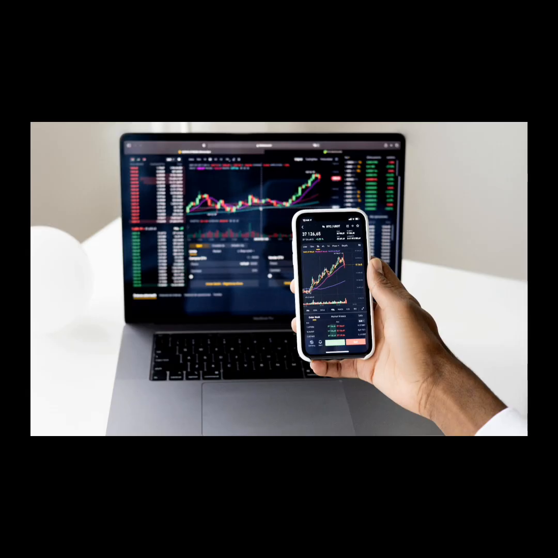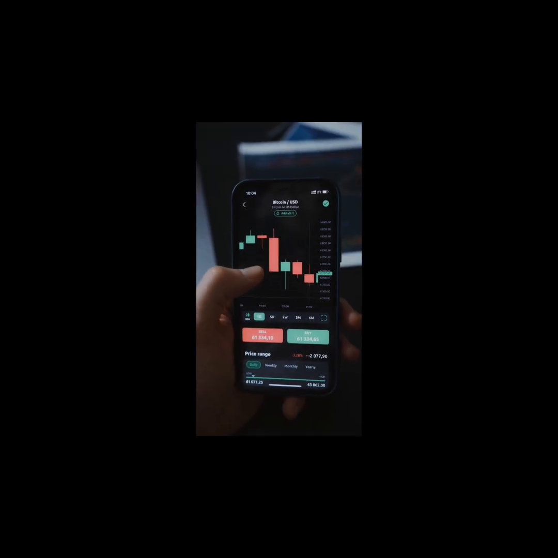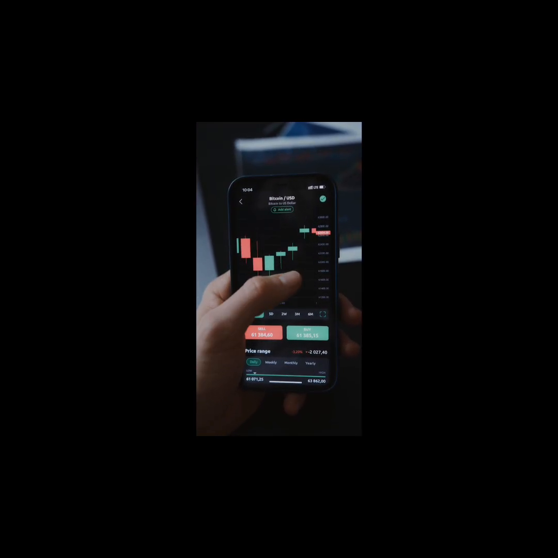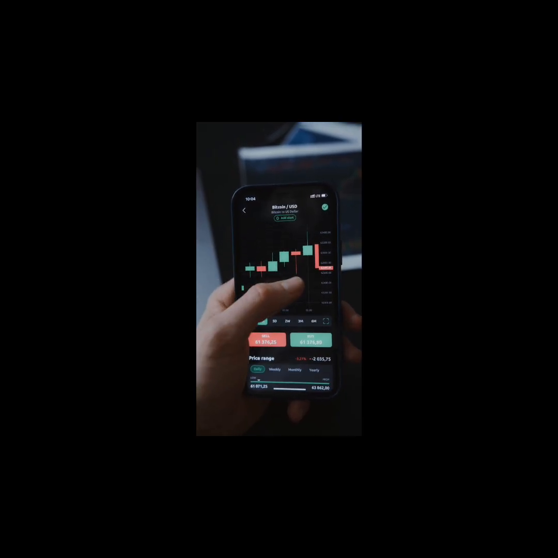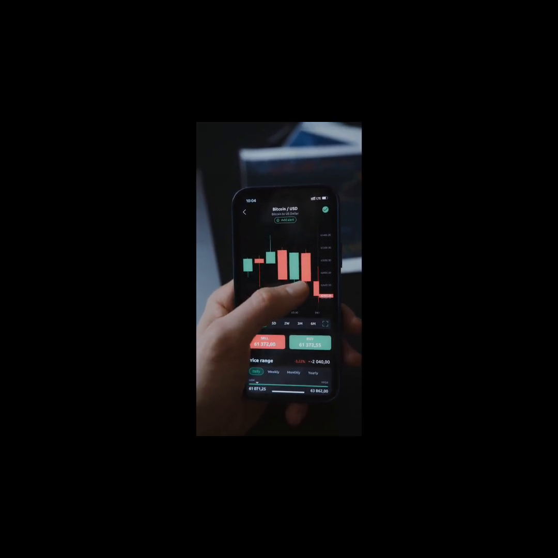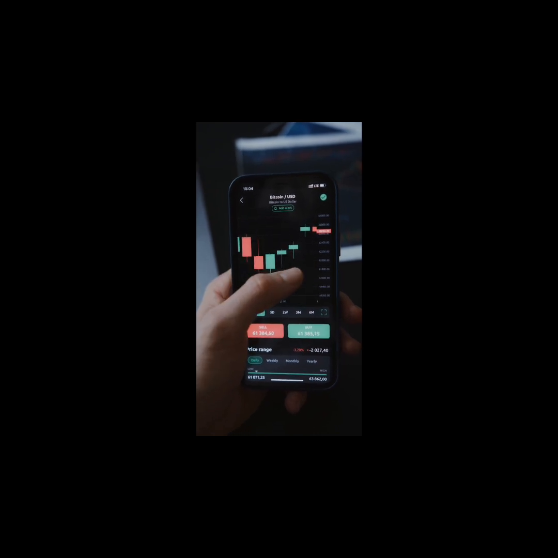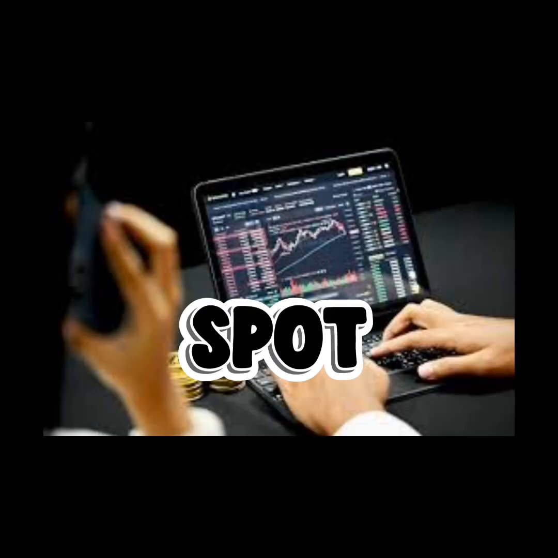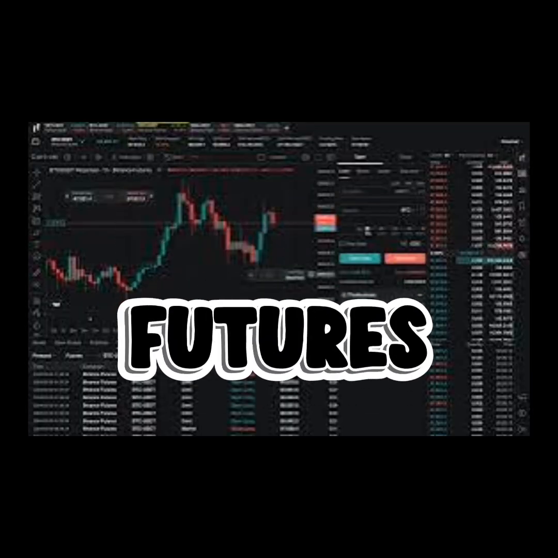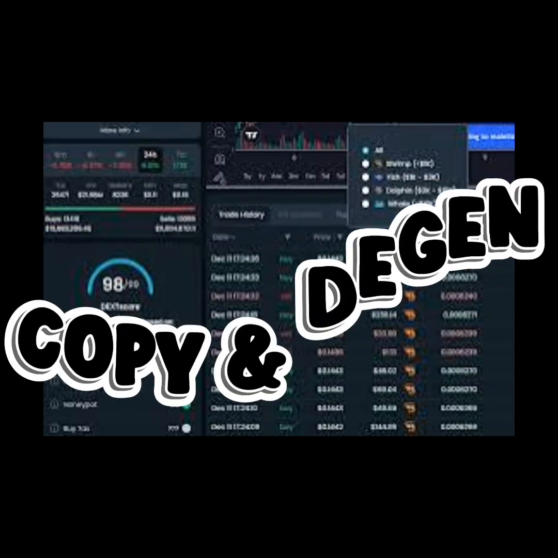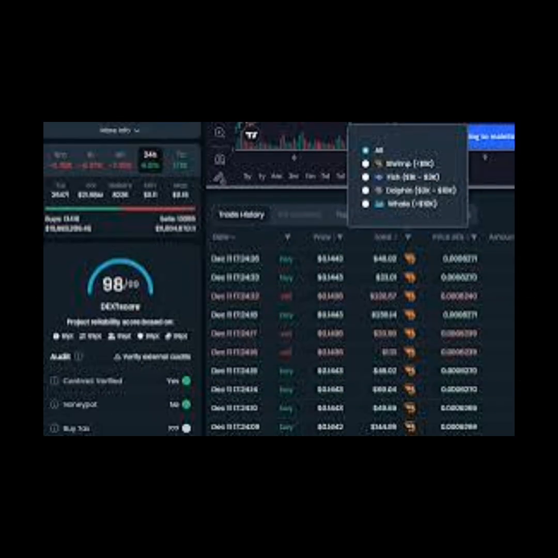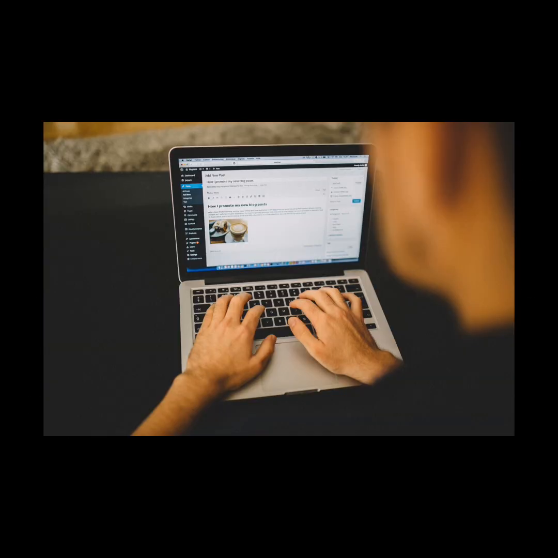Now here is the big one, crypto trading. Hope you know what trading is. So what you have to do here is basically buy and sell cryptocurrency when the price spikes or when the price dips and make your money. But there are levels to this trading, you know. Here we have spot trading, futures trading, arbitrage trading, copy trading, and degen trading. If you want me to talk more on this, use the comment section.